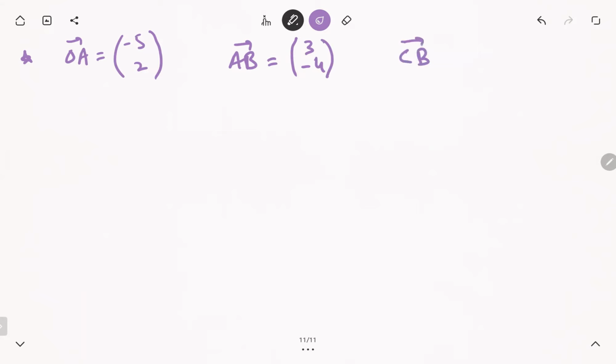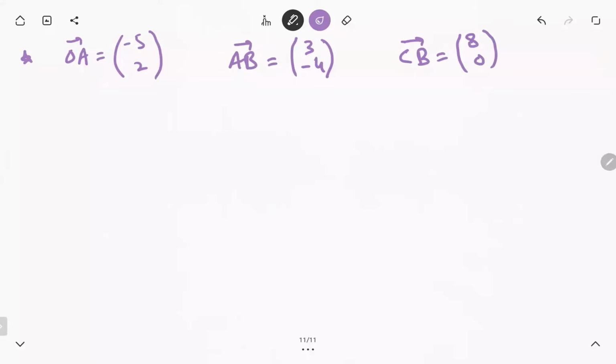Okay, next example. If the position vector of A is given, OA is given minus 5, 2, AB is given 3, minus 4, CB is given 8, 0.